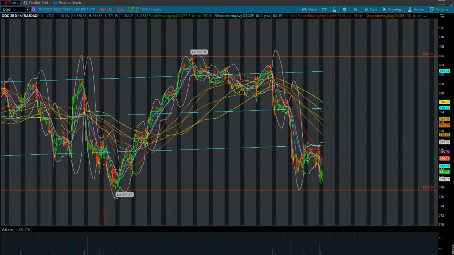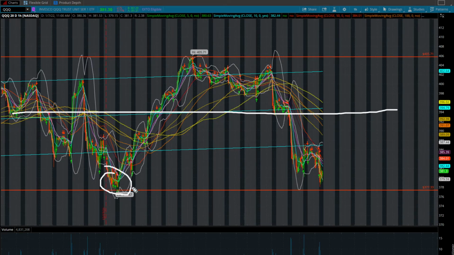So how you play the bounce is, if 377 is the bottom and 405 is the top, then we would have to look at 394, 395 as the mid. So you would play the bottom into the mid, and this is where you would take your profits. You kind of sit out of this part of the market, right?